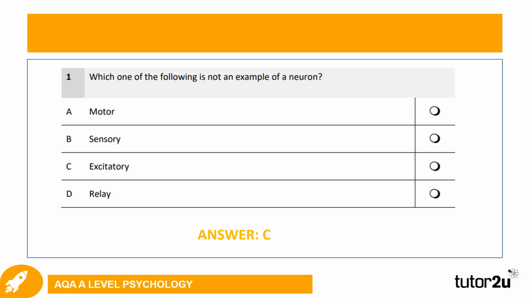Well done if you chose the answer C, excitatory. That is not an example of a neuron. Motor, sensory and relay are all different types of neurons you need to know as part of your biopsychology topic. You need to know the structure of them, the function of them, whereabouts they are located. As for the key term excitatory, that is more involved in synaptic transmission. So I won't tell you what that means right now, as we've got questions coming up a bit later on synaptic transmission, but well done if you chose that one as being the odd one out.